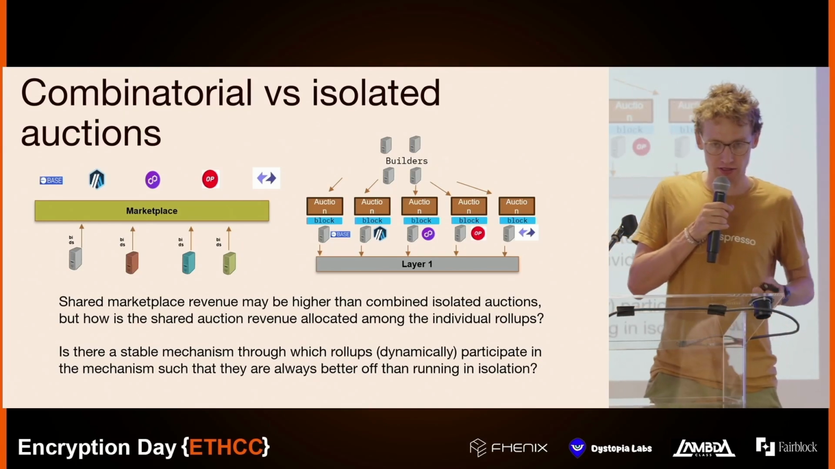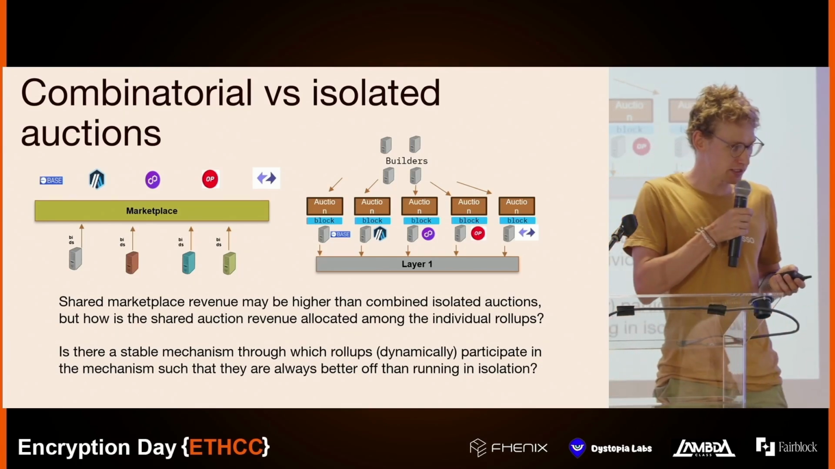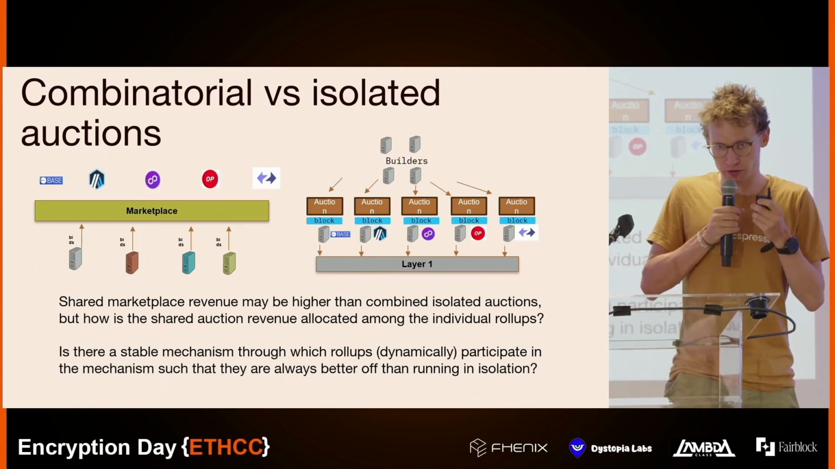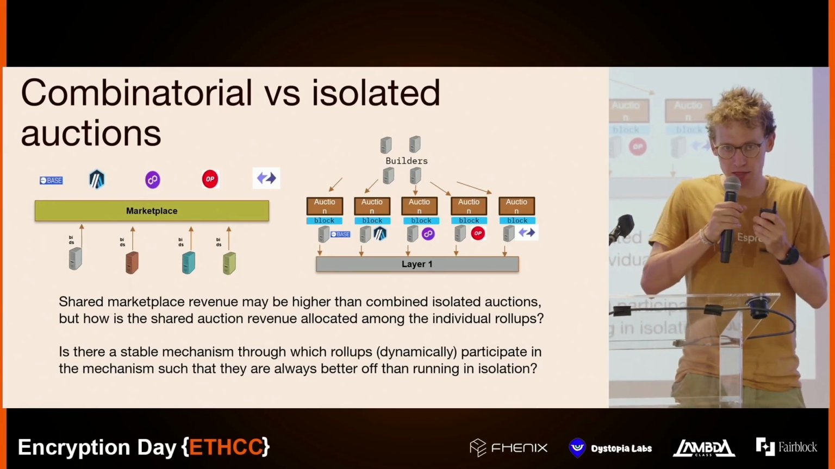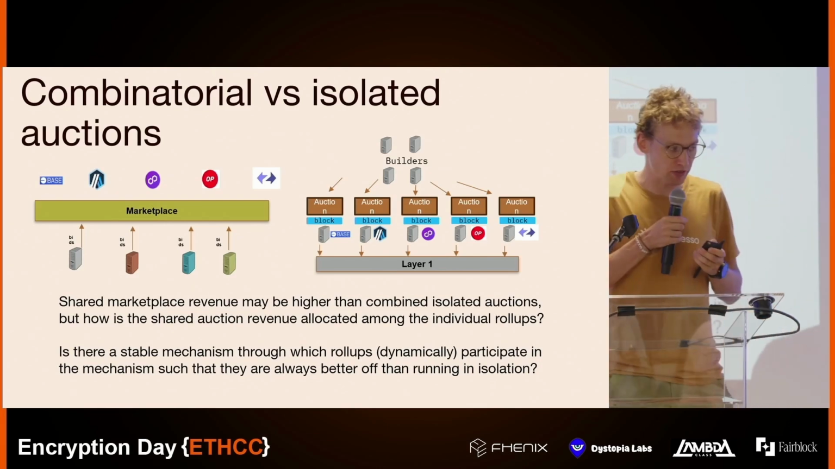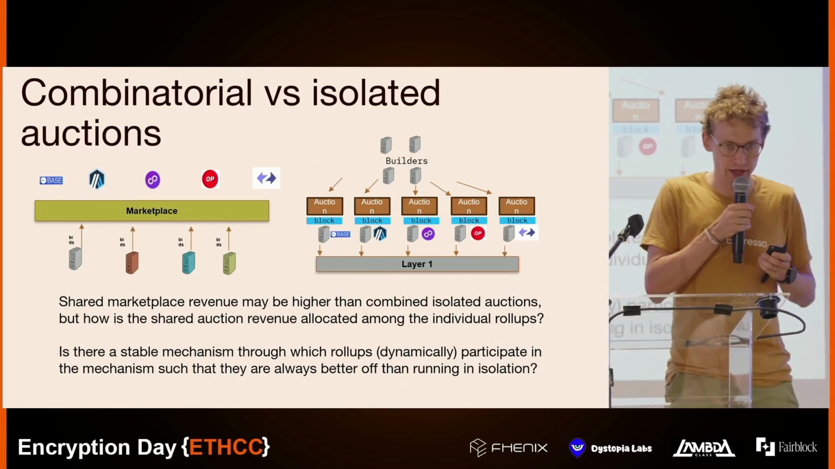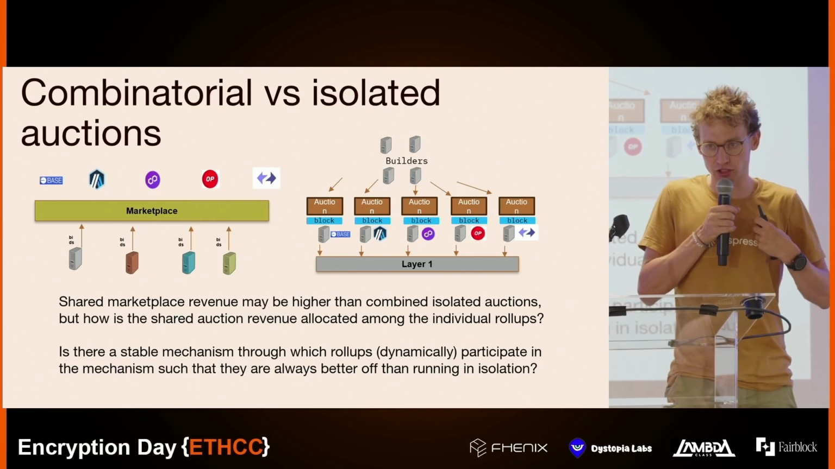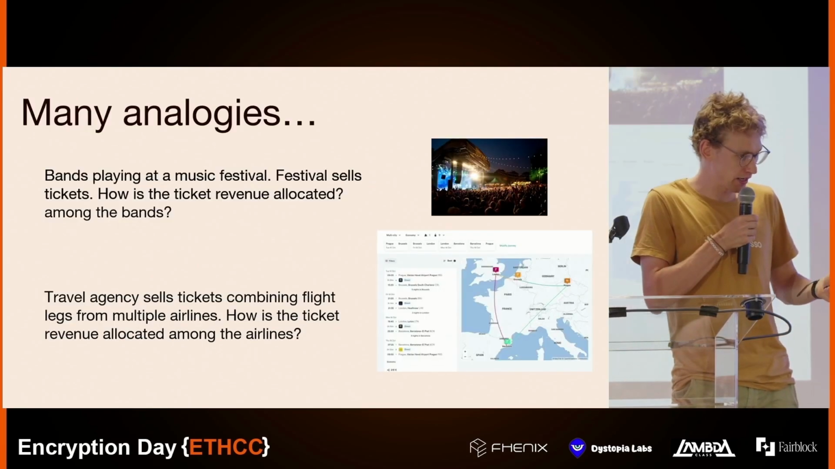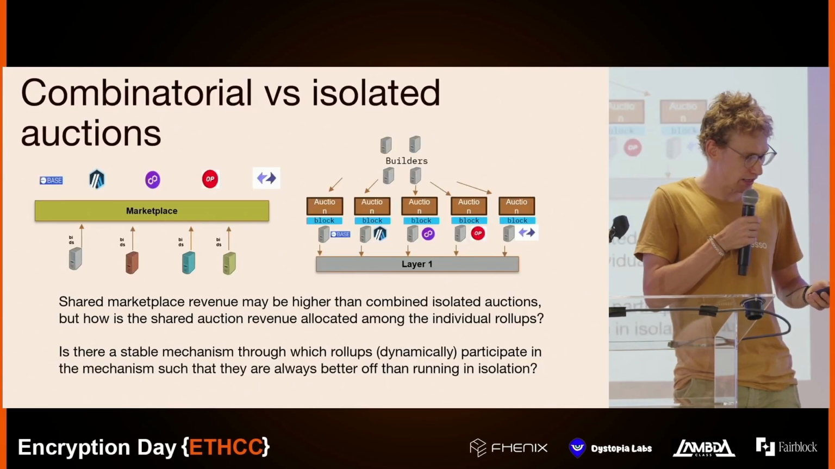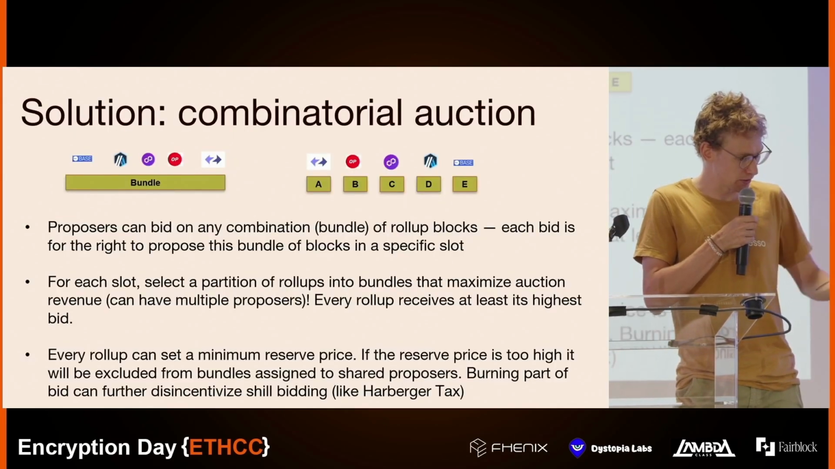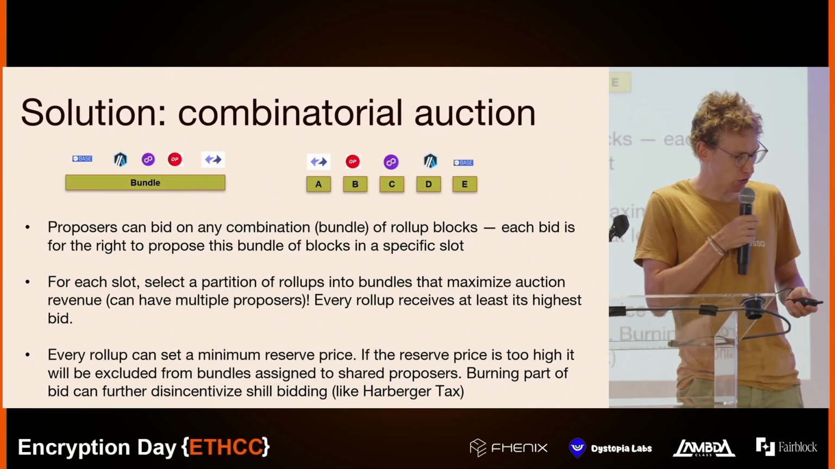So the last point I want to make, in the last minute, is that I said there's still this problem with these auctions where you might bid on A and B, but you don't win at the same time. The solution to that is to run something called a combinatorial auction. Here the idea is that I can submit a bid that says, I want to buy A and B for 10. I think I have an example of this. You can bid on any combination of bundles of rollup blocks.